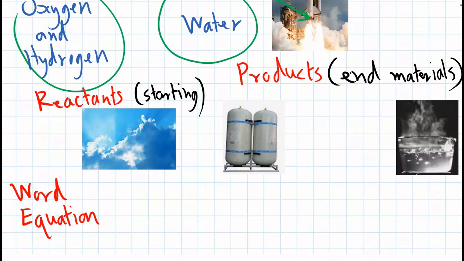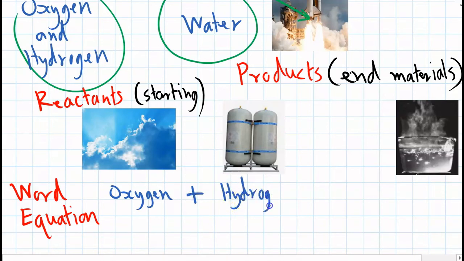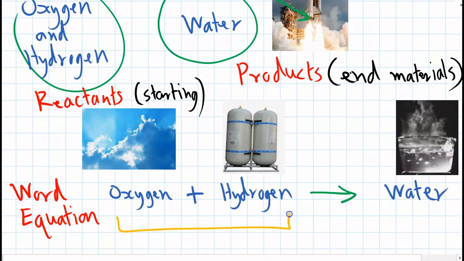So we'll use our rocket example again. So here's oxygen. So we write out our two reactants, oxygen plus hydrogen. If there's more than one reactant or product, we use a plus sign. Unlike a maths equation, we use an arrow when we're doing word equations and chemical equations. So they're the reactants, and the product in this one is water. So we had reactants, and water was the product.